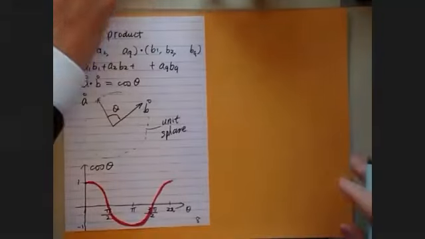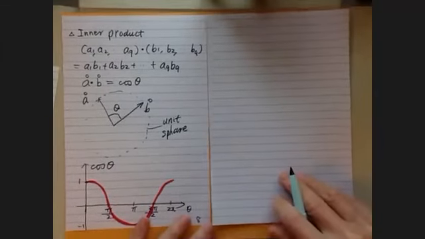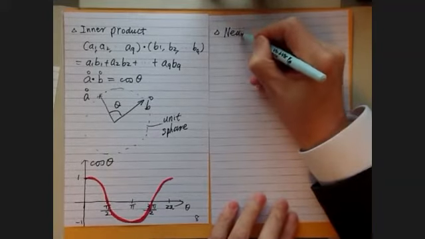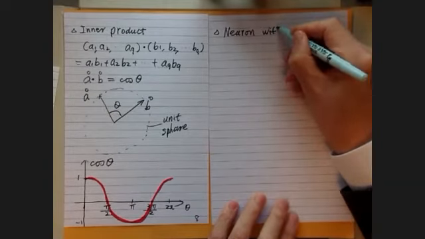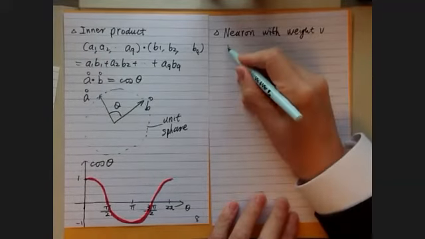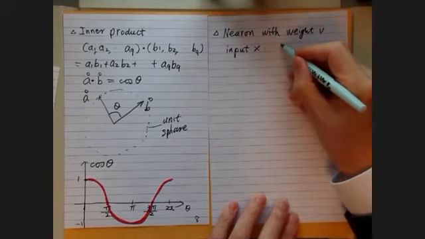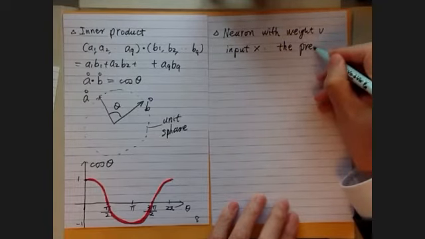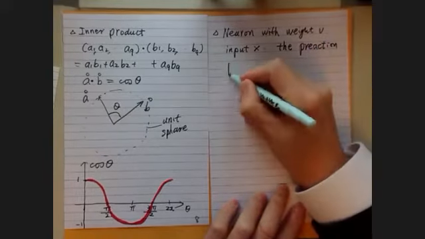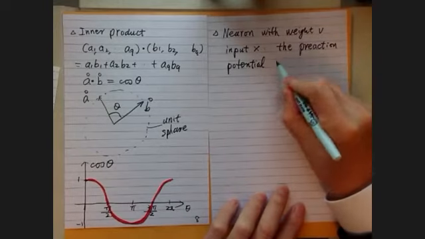So let's do next. Once you have a cosine theta as the inner product, then we compute, this is called a neuron with weight. The weight is a vector, V, and suppose the neuron has the input of X. The pre-action potential means that it tries to detect the pre-action potential. That's our model. It's an approximation.